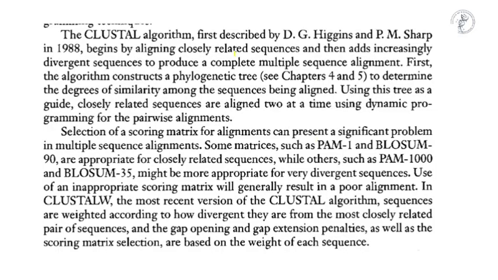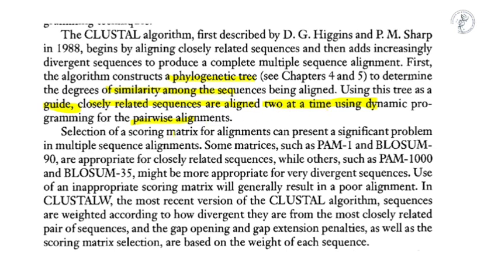In Clustal W, they construct a phylogenetic tree first. That is a guide tree, and they determine the similarity between the sequences. Using that tree as a guide, you can see this is called a guide tree in Clustal W. The closely related sequences are aligned two at a time using dynamic programming algorithms by pairwise alignment, and they build up their similarities.